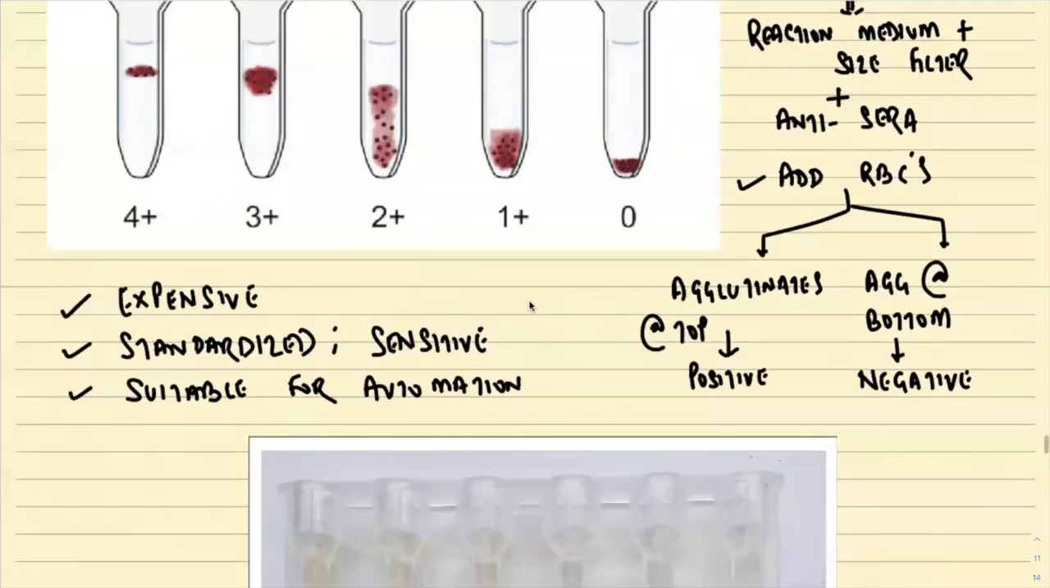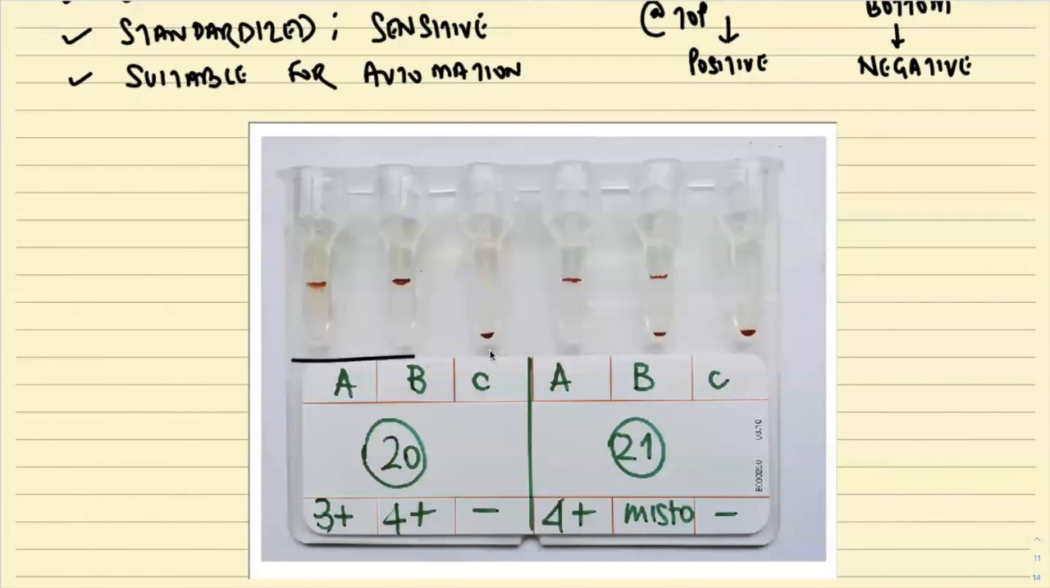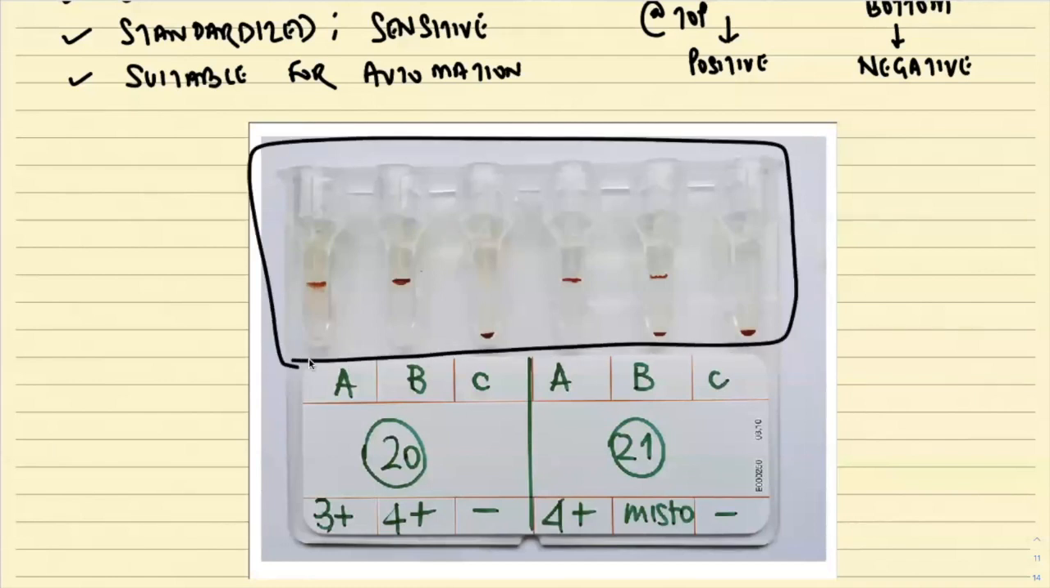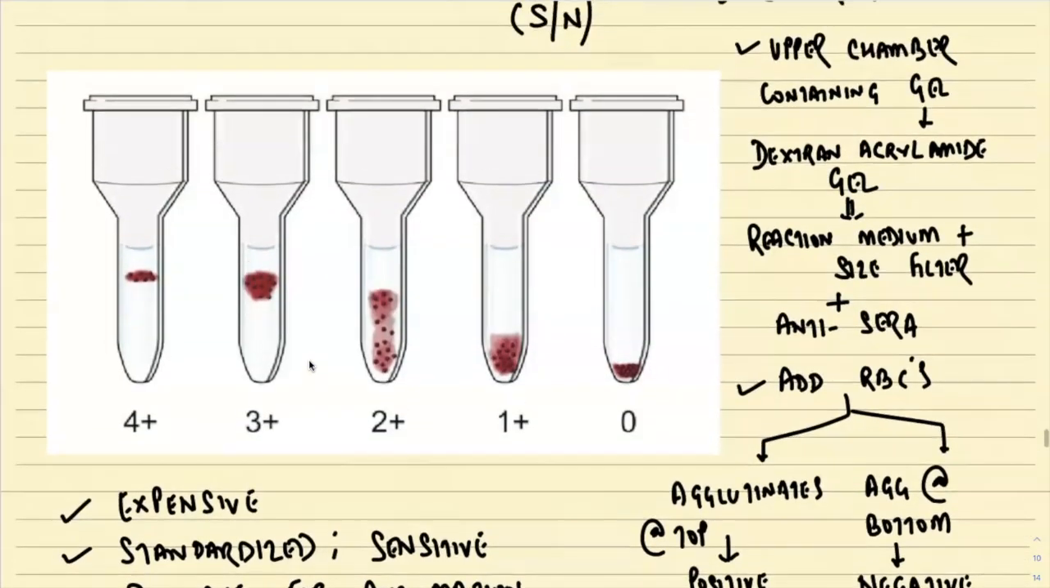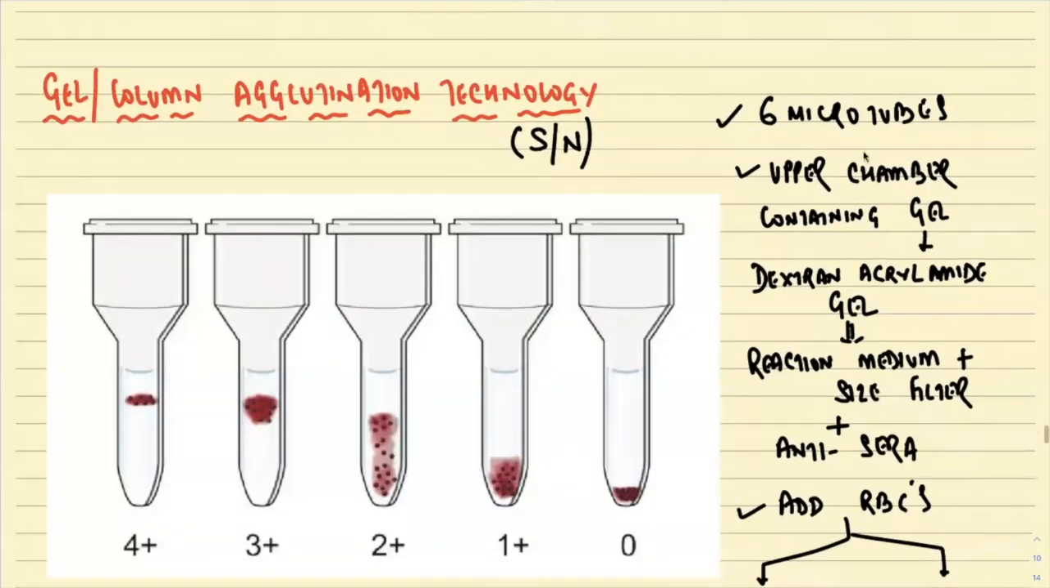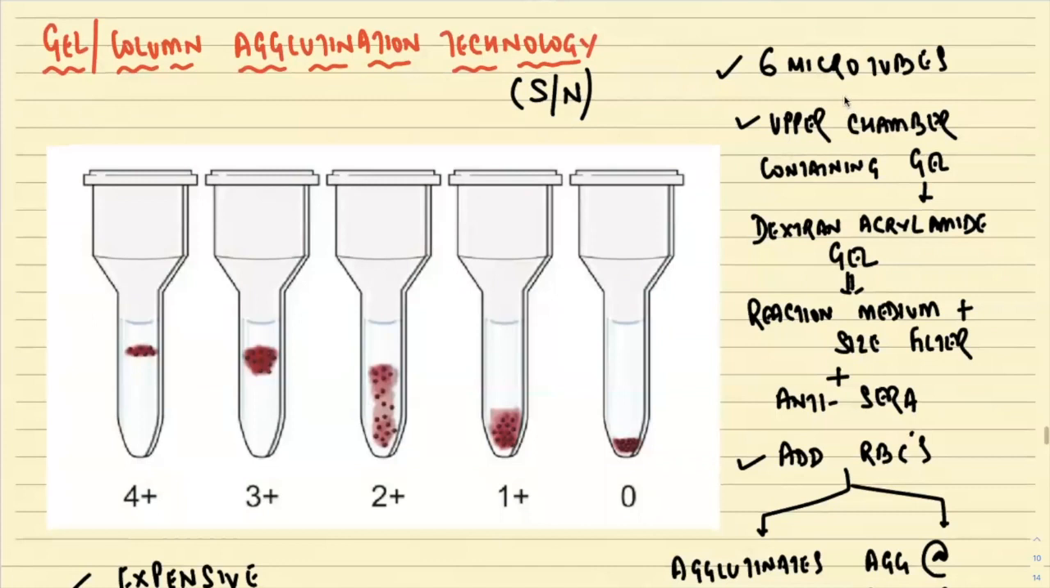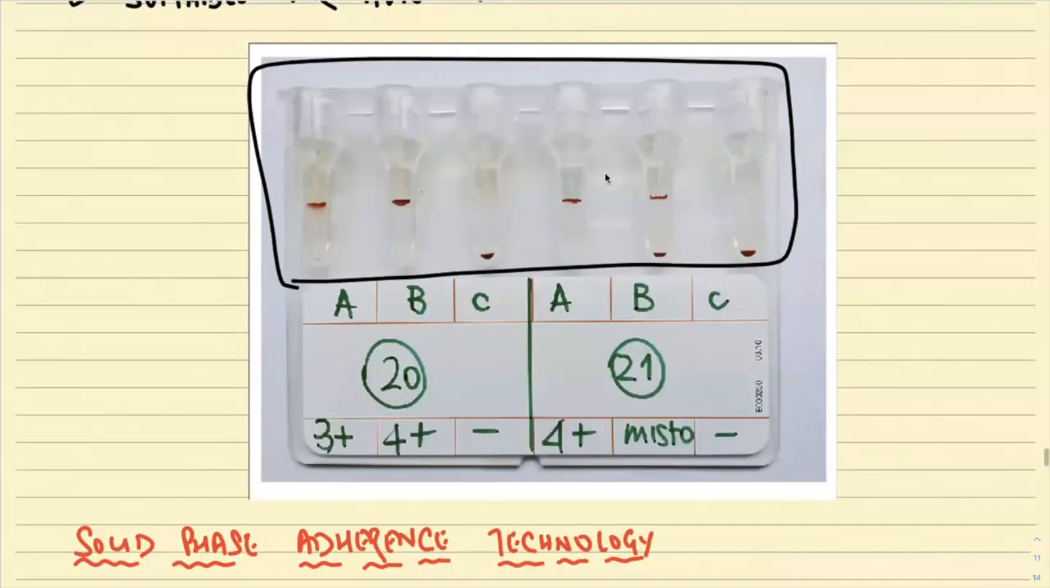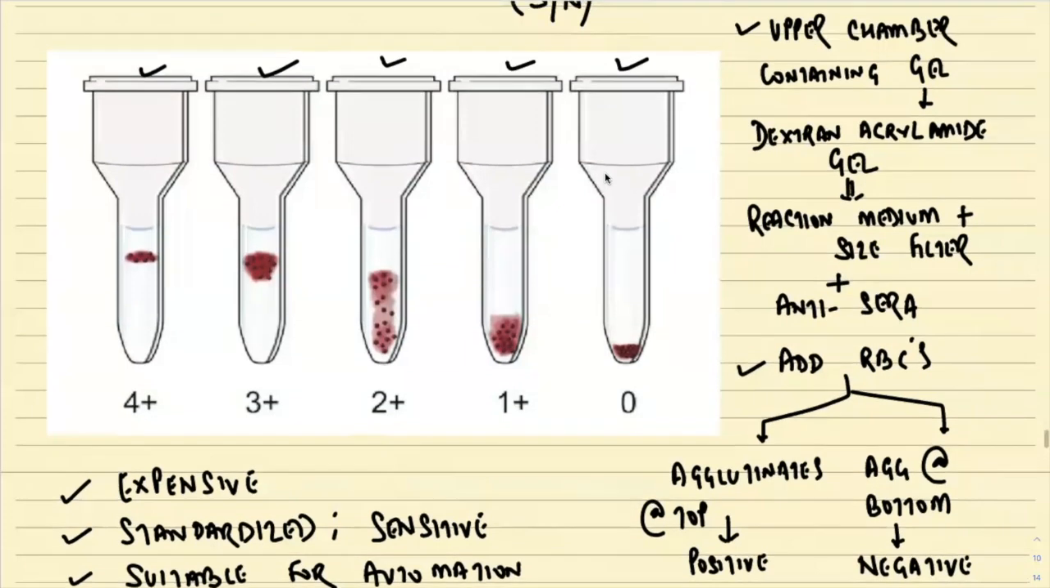So basically a card is available. Can you see this card, everyone? This is called the gel card. Today, maximum blood grouping in the big hospitals is carried out by this gel card technology. Over here, we have 6 microtubes, as you can see, 1, 2, 3, 4, 5, 6. Over here, they have shown 5, but there are actually 6 tubes.